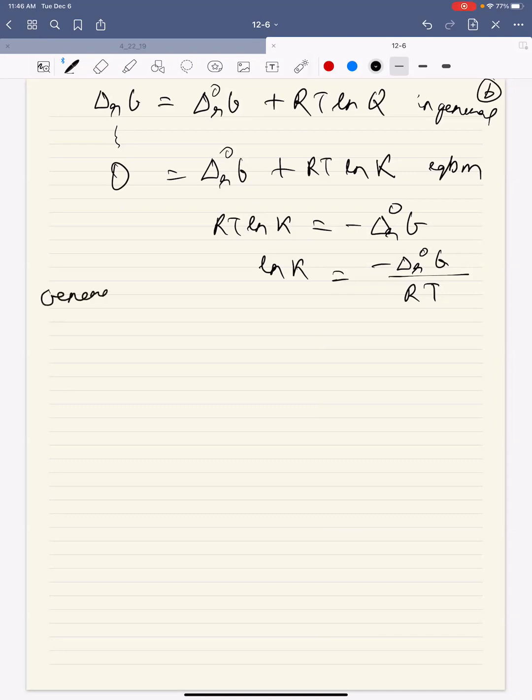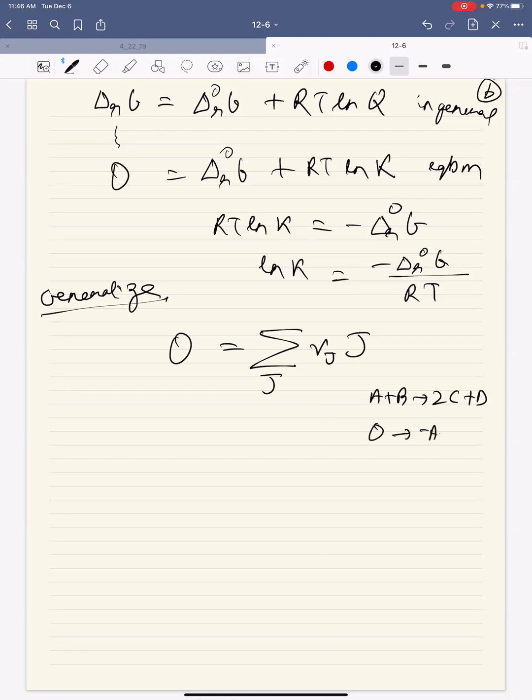So we can write down a mathematical notation for a reaction, right? We wrote A going to B. The best way to write down a mathematical chemical reaction is to write it in this way. Let's generalize. We will write a chemical reaction as 0 equal to the sum over J of nu_J J. What does this mean? If you have A plus B going to 2C plus D, this is the same as saying 0 going to minus A minus B plus 2C plus D, right? So in this case, nu_A is equal to minus 1, nu_B is equal to minus 1, nu_C is equal to 2, nu_D is equal to 1. So this is just a compact way of writing a chemical reaction.